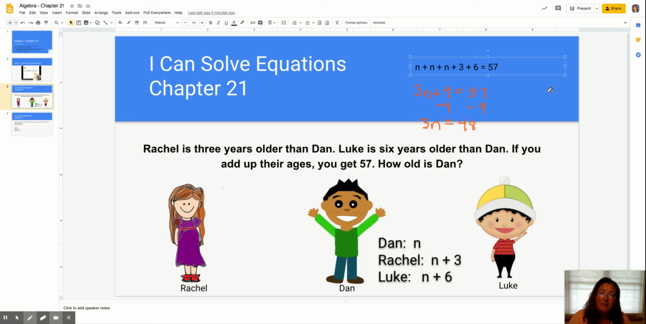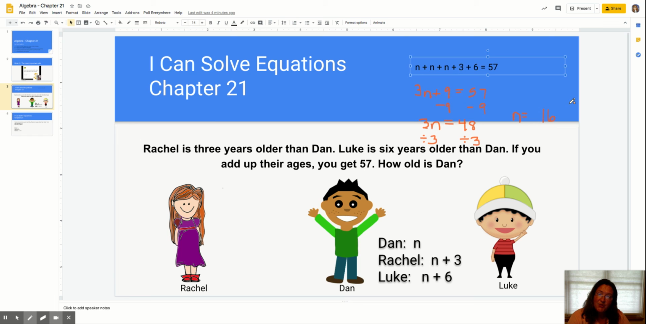Now, that was my first step of the equation. In order to finally solve this equation, I must do one last step. Since this says 3 times n, I must do the opposite and divide. So I am going to divide by 3 on this side, but don't forget, whatever you do to this side of the equation, you will need to do to the other side. So I will then divide by 3 on this side, and I am left with n equals 16.